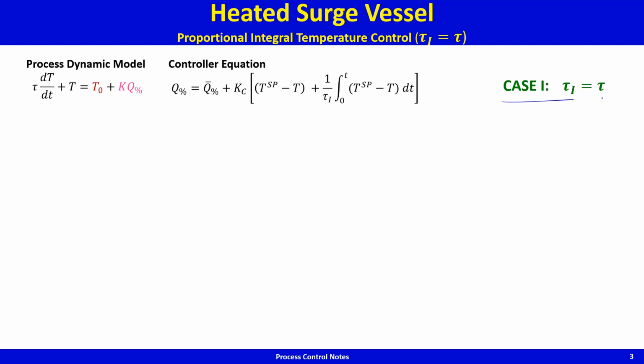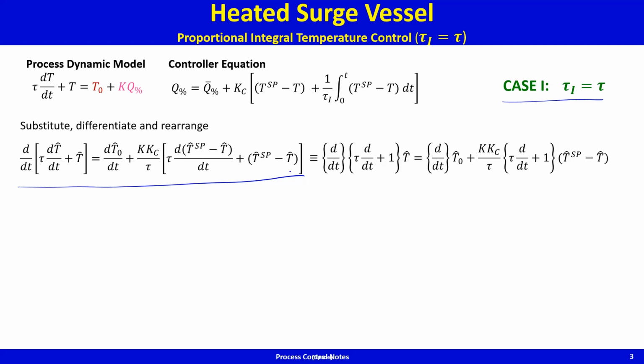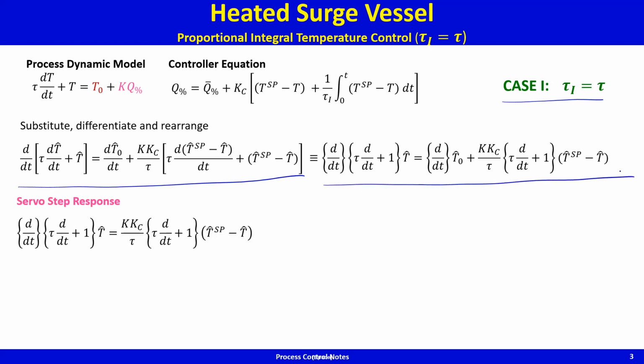So the case is tau I is equal to tau. If we substitute, differentiate and rearrange, this is what we get. And in operator form, this is what this is. For a servo response, if you put this equal to 0, we'll have these two terms cancelling out, and because these two terms cancel out, what we get is this as the governing differential equation.